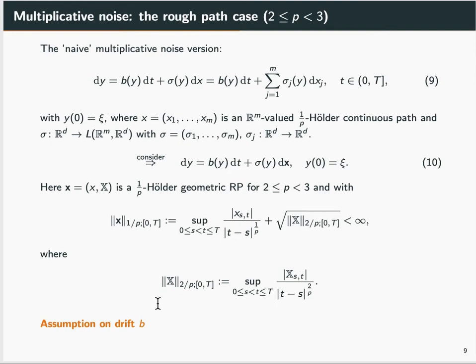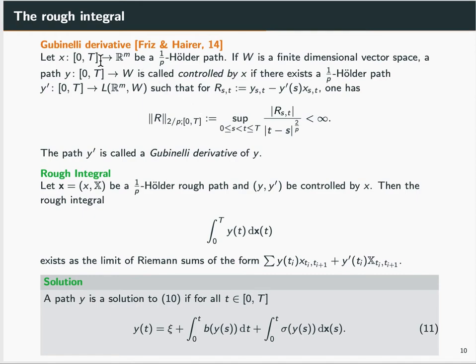The assumption on the drift is the same as before. To make sense of our rough integral, we introduce the so-called Gubinelli derivative. So for a rough path x, a path y is said to be controlled by x if there exists a y prime such that the remainder term given implicitly through this relation is bounded in the Hölder norm. This y prime is called the Gubinelli derivative of y, though y prime is not uniquely determined from y. As a consequence of the sewing lemma, the rough integral exists as the limit of a Riemann sum in terms of the first and the second level of the signature of x and the Gubinelli derivative. For our case, we call path y a solution if for any time it satisfies this rough integral equation.